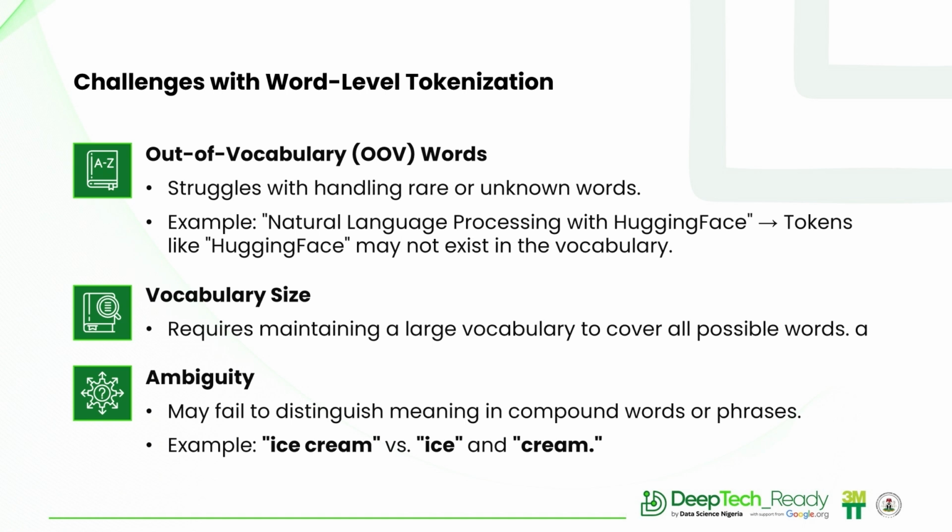Another challenge is ambiguity. Word-level tokenization can fail to distinguish between different meanings in a compound word or a phrase. For example, the word ice cream refers to a dessert, isn't it? But if we tokenize it, it is going to be tokenized as ice and cream, isn't it? Which loses its context. So these challenges highlight the limitations of word-level tokenization and why advanced techniques like subword tokenization have been developed to address these issues. We're going to come to that later.